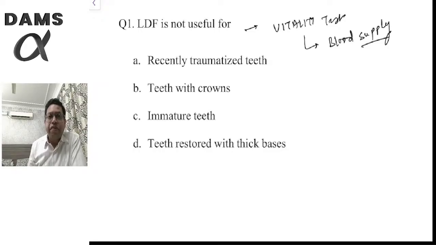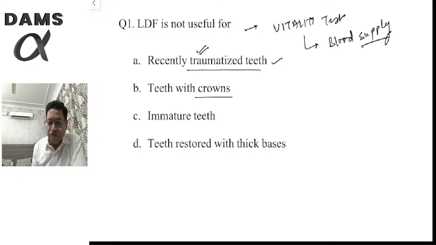Now, the advantage of this laser Doppler flowmetry is that it can be used in recently traumatized teeth. Teeth that are recently traumatized are in a state of paresthesia. The nerve sensations are altered. So if we are relying upon pulp sensibility tests, which detect the intact nerve fibers of the pulp, then the results would be ambiguous. They would not be predictable. But if we have to determine the true status of the blood supply, even of a recently traumatized tooth, LDF can be successfully used.